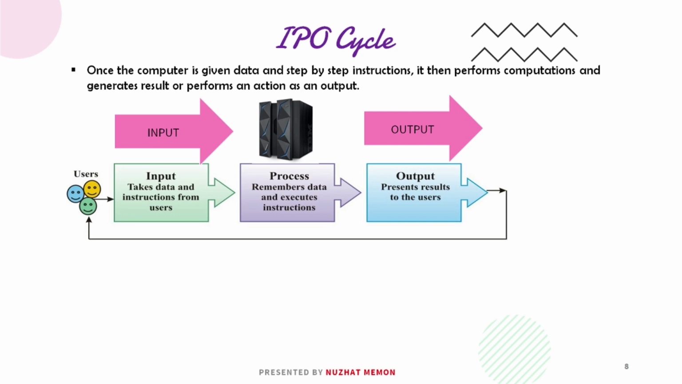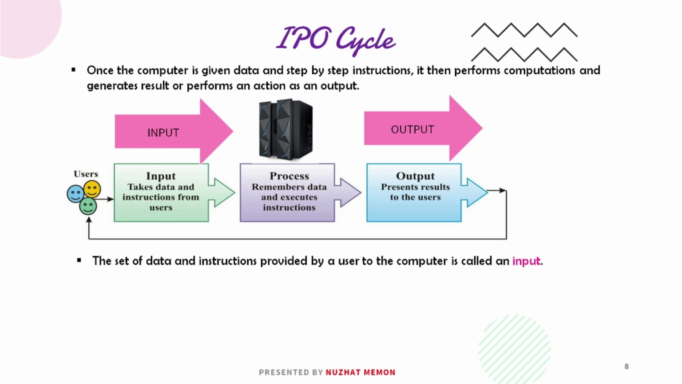So here we can say that the computer takes in some input in the form of data as well as step-by-step instruction. It then does some processing or performs computation on it. And finally, it generates a result or performs an action in the form of output. This is also known as the IPO cycle or input process output cycle. Let's understand each of them.